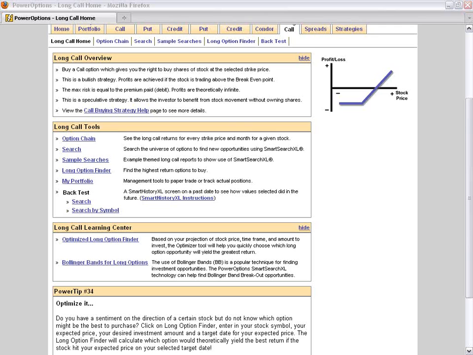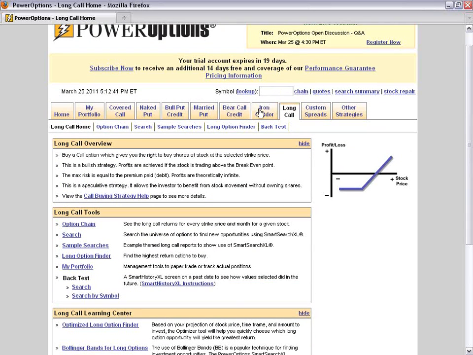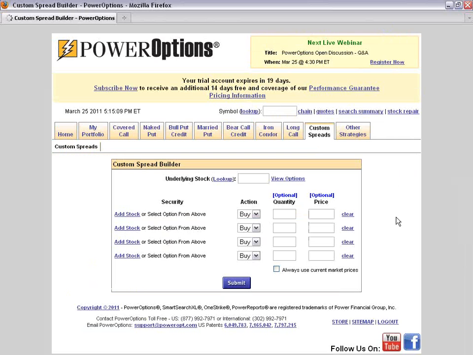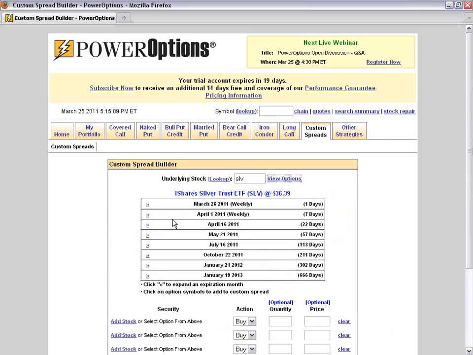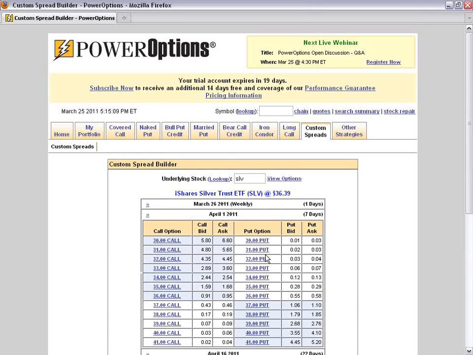No problem. All right, so let's go back, and we're going to go into the custom spread menu. And what I want to do is let's pull up, I don't want to use Apple, SLV. It's probably not one of the trending weekly positions, but it probably moves more than you prefer. But let's just use this as an example. Now, I've got, obviously, the Marches I'm not using. Let's take a look at the Aprils.